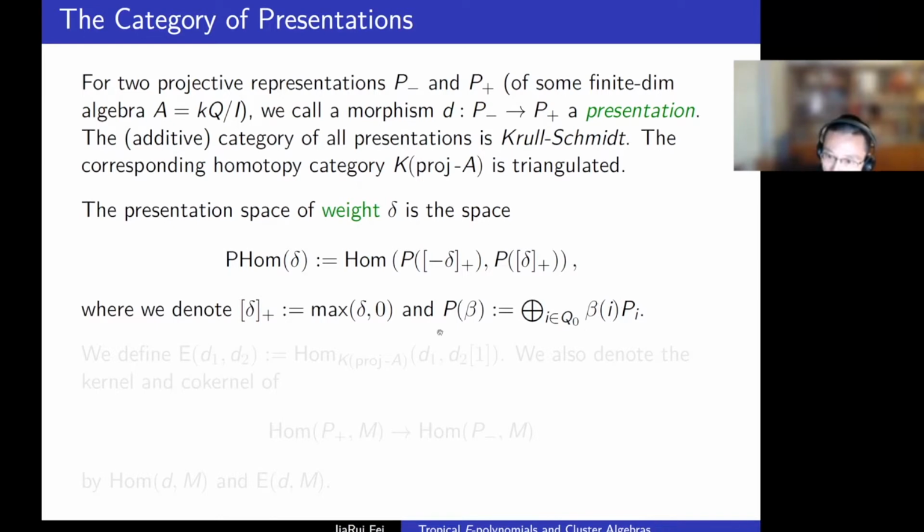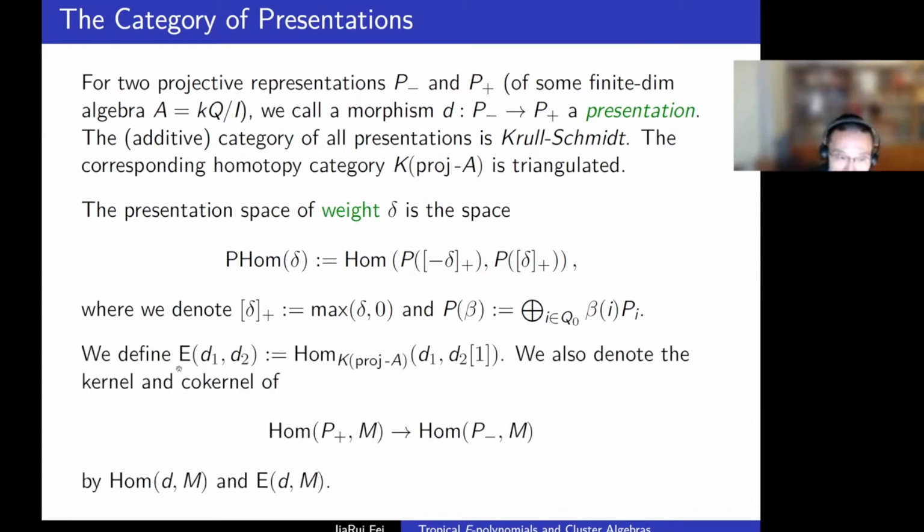And here beta is a vector. So beta_i times P_i simply means that P_i has multiplicity beta_i in this direct sum. The thing in brackets simply gives the multiplicity of each indecomposable in these projectives. And here Hom is just all those morphisms from this projective to another projective. So this is the presentation space.